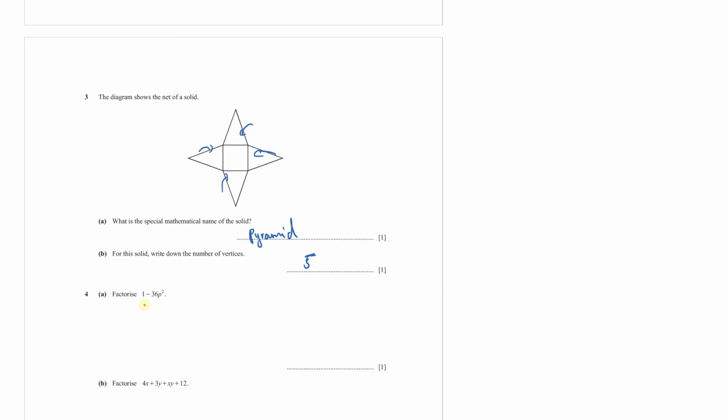Question number 4 is: factorize 1 minus 36p squared. So I can use the formula a squared minus b squared equals a plus b into a minus b. So I can write 1 as 1 squared and 36p squared can be written as 6p whole squared. Now my value of a is 1 and my value of b is 6p. So I can apply this formula. I will get 1 plus 6p into 1 minus 6p.